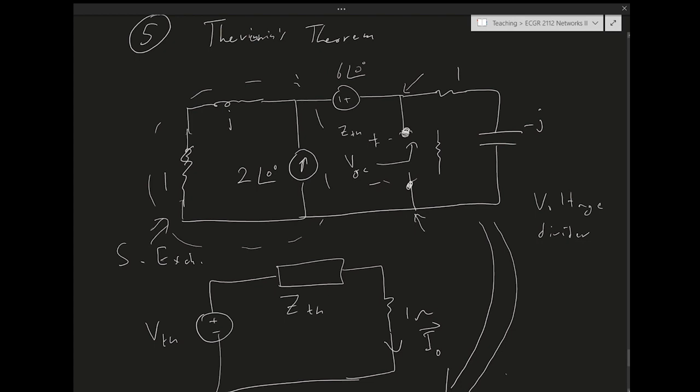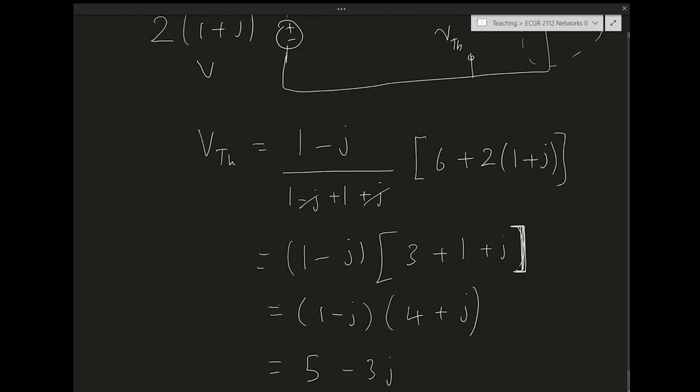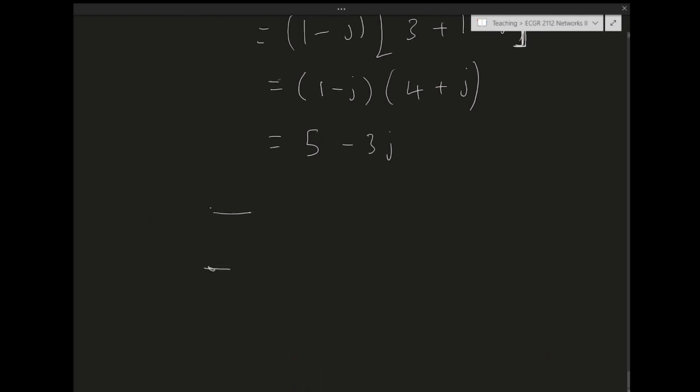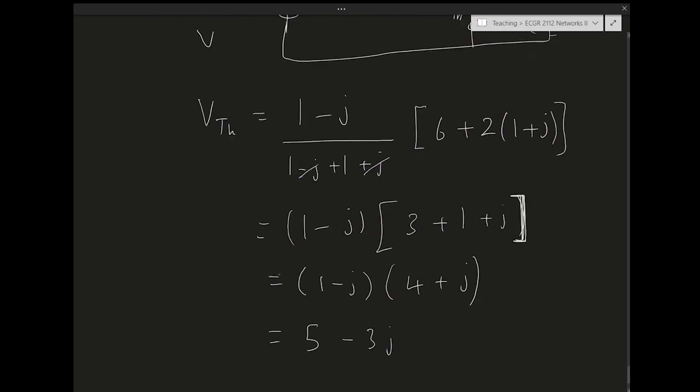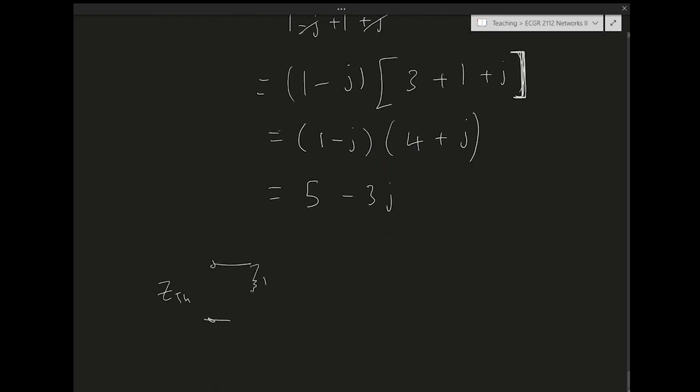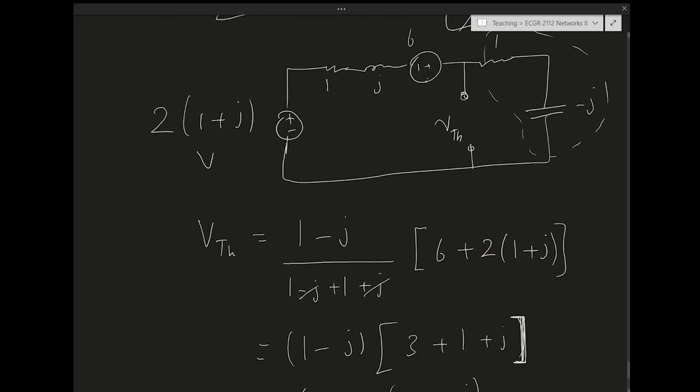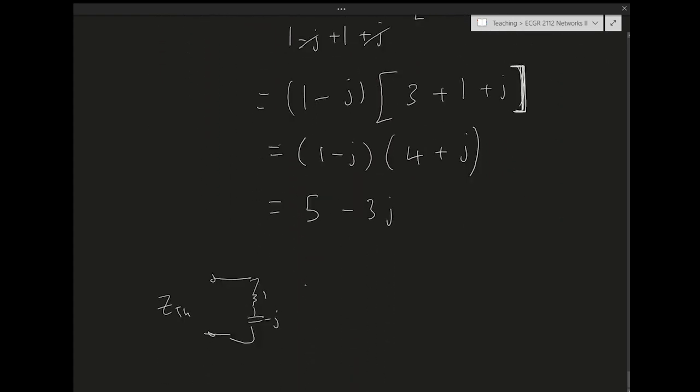What about now Z Thevenin, and how do you find it? You just kill the sources. So you short the voltage source, you open the current source, and then you look at what's remaining. So Z Thevenin: I killed the voltage source, so I have 1 minus J. In parallel with it, on the other side, I have 1 plus J. Aha, so this is again 1 minus J parallel 1 plus J.